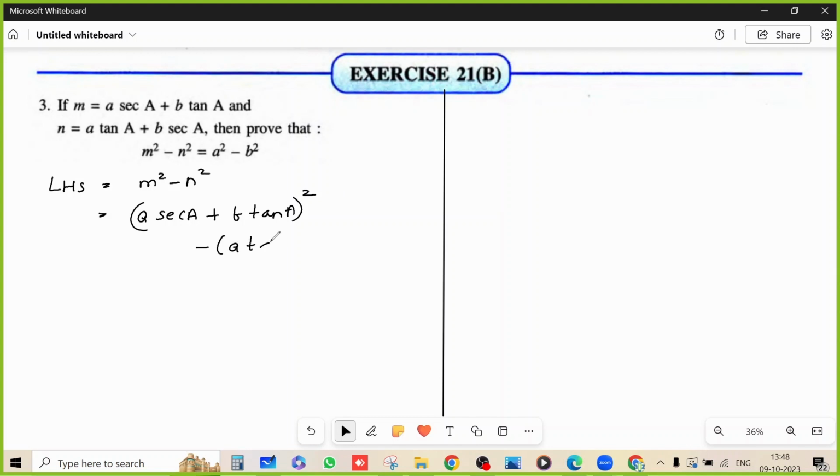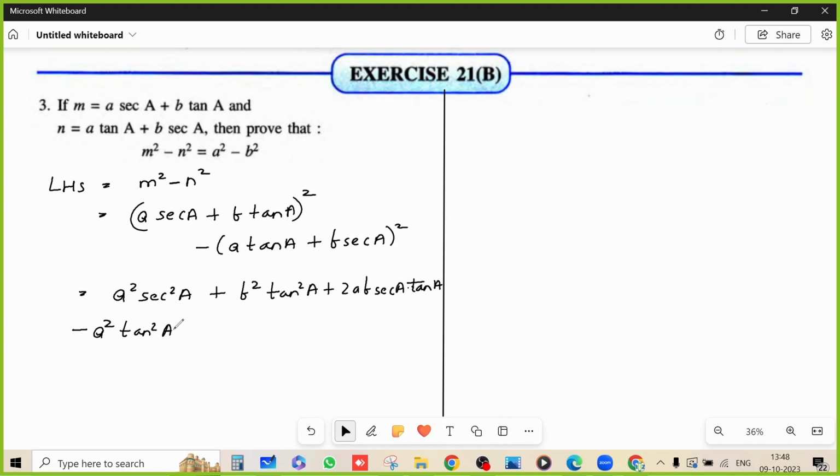which is equal to a tan a plus b sec a whole square. Here we will apply the formula of a plus b whole square in both the brackets. So this would become a square sec square a plus b square tan square a plus 2ab sec a into tan a, and all the terms of the second bracket will become negative, and simultaneously we will apply the formula. So this will become minus a square tan square a minus b square sec square a and minus 2ab tan a into sec a.